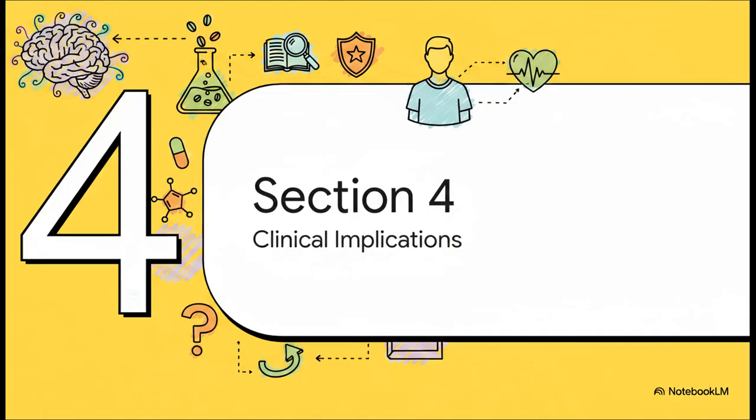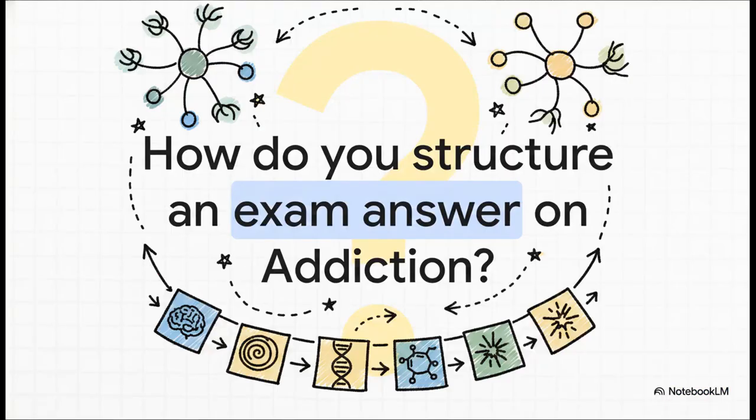All right, let's get serious. Section 4, Clinical and Exam Implications. I need you to really listen up here, because this section is basically your ultimate exam cheat sheet for your pharmacology boards. If you're sitting in your oral boards or staring down an essay prompt, how do you perfectly structure an answer on the neurobiology of addiction?